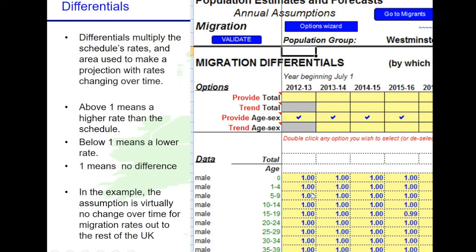So in this particular example, you can see that all of the fertility differentials are equal to 1 as we progress from 2012 to 13 up to 2015 to 16. So in this case, the assumption is of no change in migration over the 4 years that we can see in this screenshot.